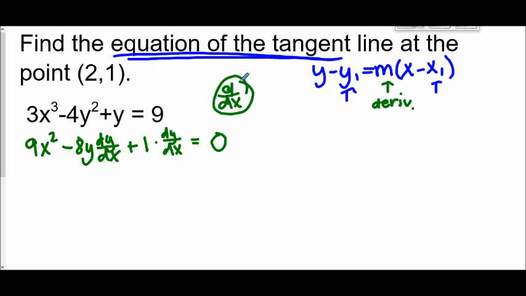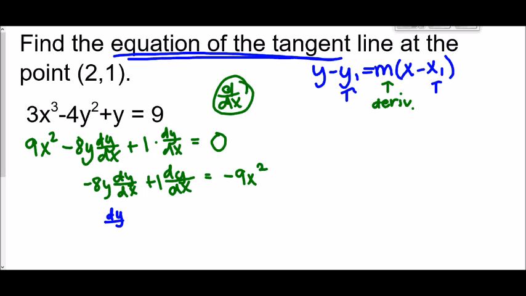Okay, so from here, we need to solve for dy/dx. The only thing that doesn't have dy/dx is 9x squared, so we're going to move that over to the other side, which means we leave negative 8y dy/dx plus 1 dy/dx equals, we have negative 9x squared.